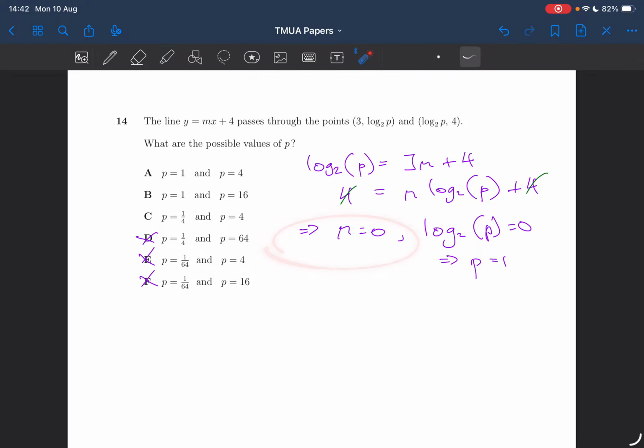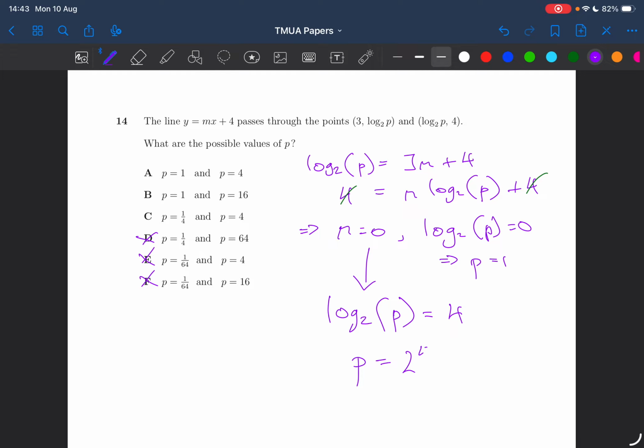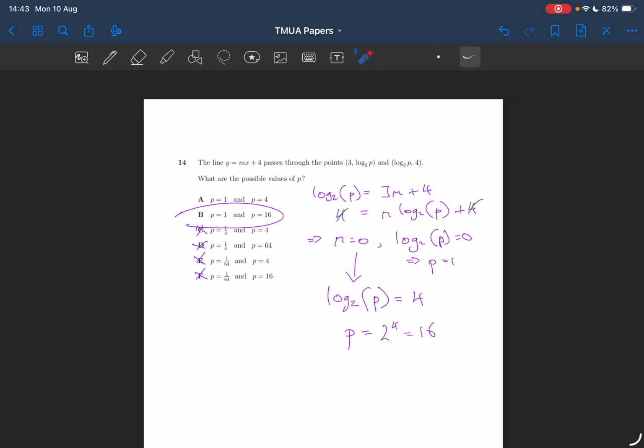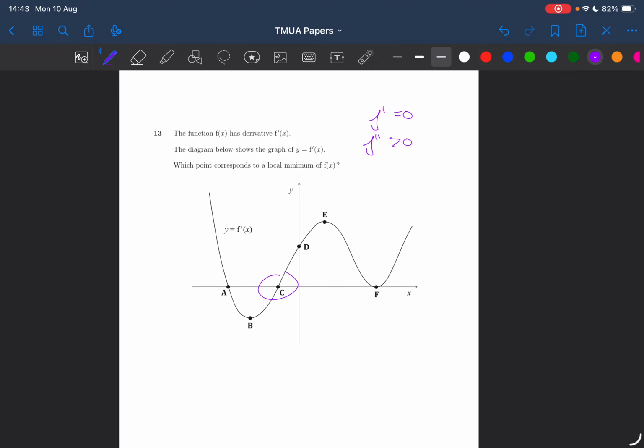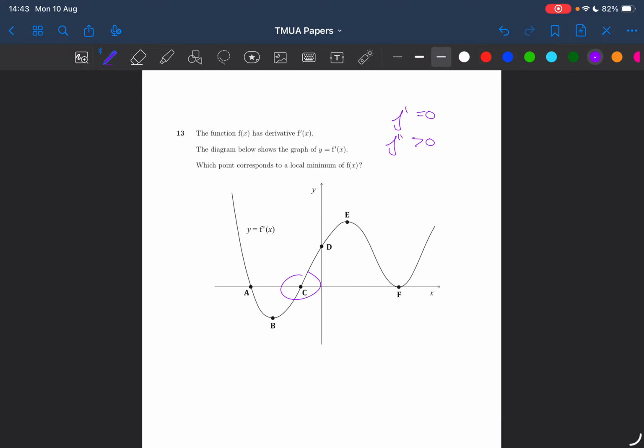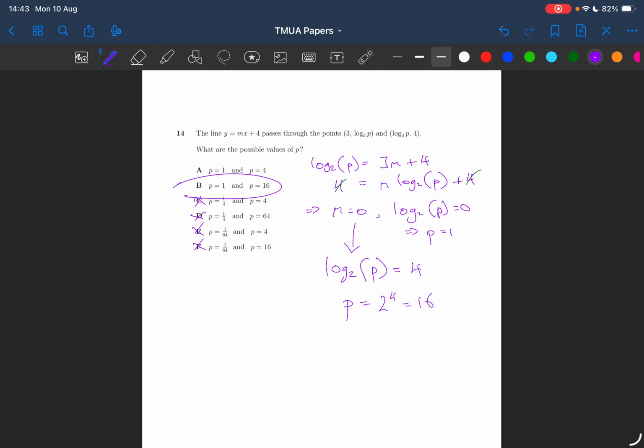Over here then, if m is 0, let's look on this side. This tells us that log base 2 of p is equal to 4, because the m is going to be 0. So looking at that, p is going to be 2 to the power 4 or 16. So 1 and 16 looks good to me. So should have pressed that one out, shouldn't we? Yeah, 1 and 16. Lovely jubbly. Is that correct? Number 14. 13 was C. I wanted C the other way. 13 C. Yep, lovely. 14 is B. Yep, beautiful.